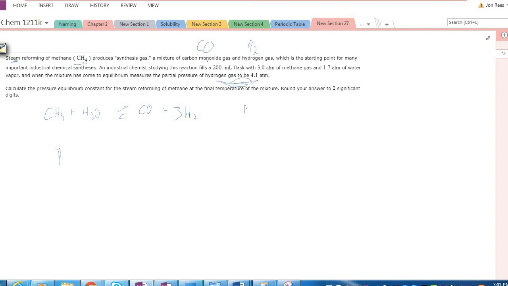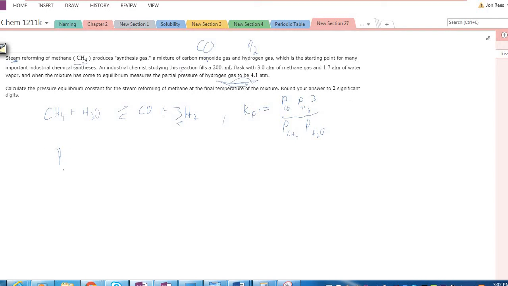So the next thing I like to do is write the equilibrium equation. So the equilibrium expression, using pressure, is going to be equal to the pressure of CO times the pressure of H2, which is going to be cubed because of that stoichiometry coefficient right there. And this is going to be divided by the pressure of the CH4 times the pressure of the H2O in that flask. Okay, so I have the chemistry, I have the equilibrium equation right here.